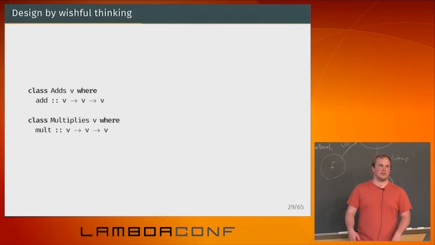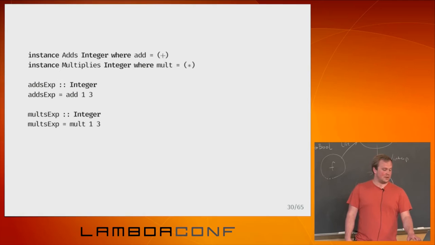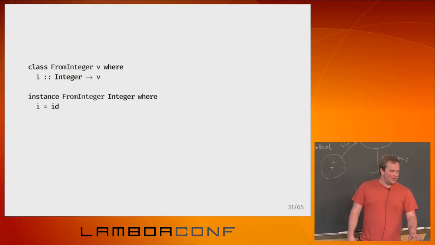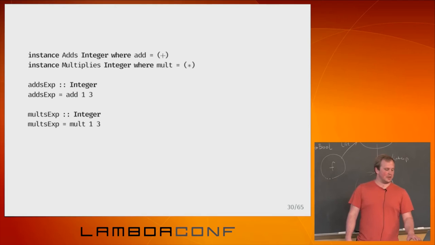We can do another one for multiplies. We can instantiate these with really obvious types like integer. And then we can create little expressions, which are integer languages. We can add 1 and 3 together, and we can multiply 1 and 3 together. And hopefully this looks completely trivial and boring and dumb. But I cheated. Over here, when we put 1 and 3 in, those are forced to be integers because we only can do that.